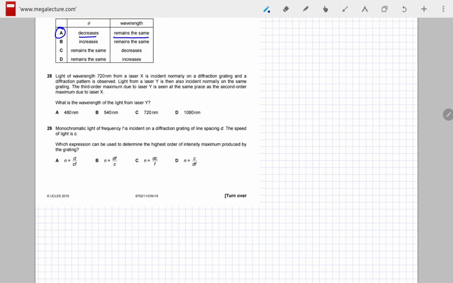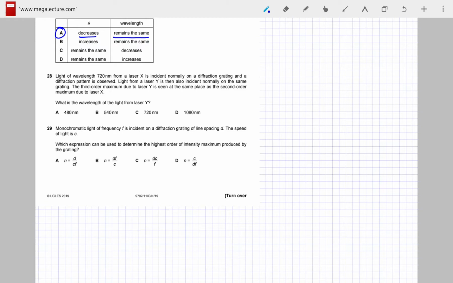So question number 28. Light of wavelength 720 nanometers from a laser X is incident normally on a diffraction grating, and the diffraction pattern is observed. Light from a laser Y is also then incident normally on the same grating, and the third order maximum due to laser Y is seen in the same place as the second order maximum due to laser X. We are asked what is the wavelength of the light from laser Y.